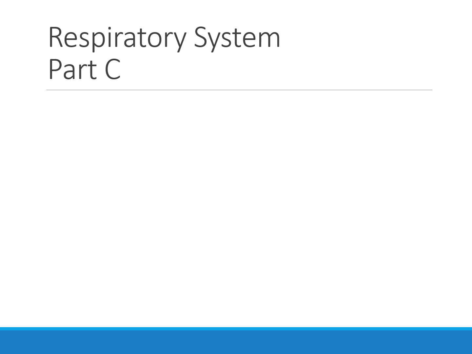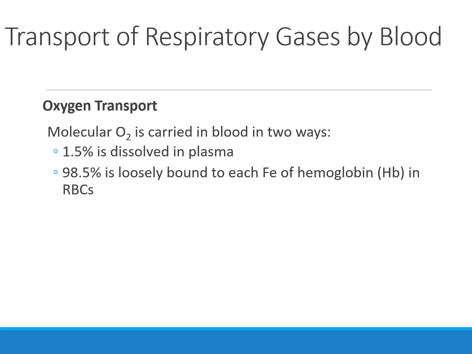All right, this is the final part to the respiratory system. So let's talk about how respiratory gases are transported in the blood. So you have oxygen transport that we talk about first.